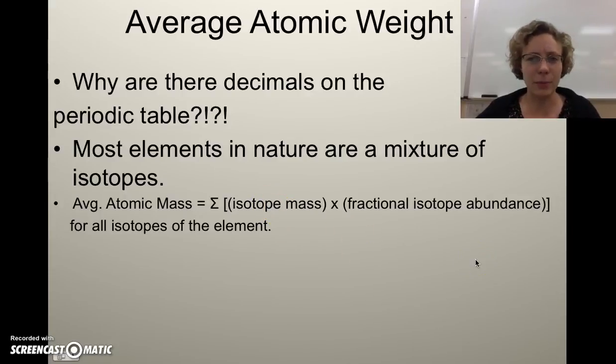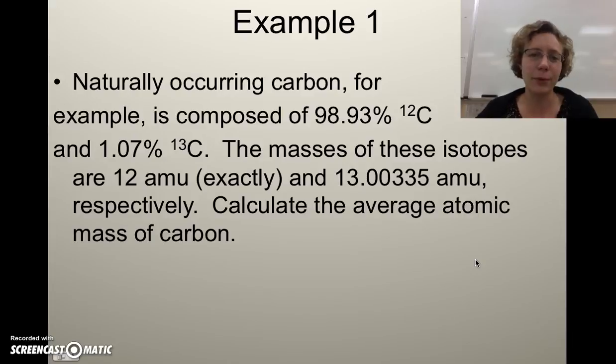Let's just go ahead and do the example to make more sense. So for our example, naturally occurring carbon is composed of 98.93% carbon-12 and 1.07% carbon-13. The masses of these isotopes are 12 AMUs exactly. Remember that an exact number is a definition, or it's actually been counted out. It's not measured. So we don't have sig figs for that 12 AMUs, 12 AMU exactly, and 13.00335 AMUs respectively. Calculate the average atomic mass of carbon.